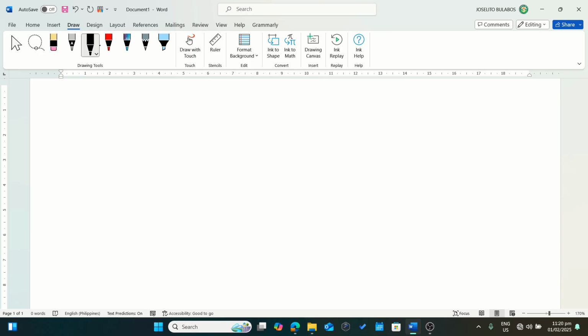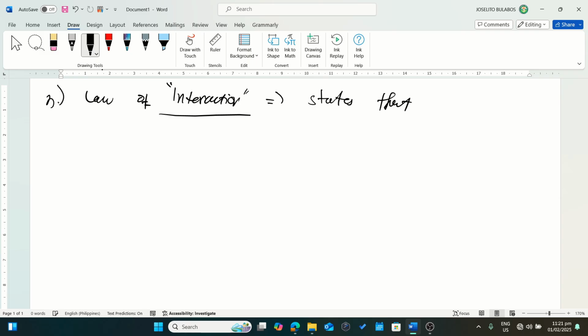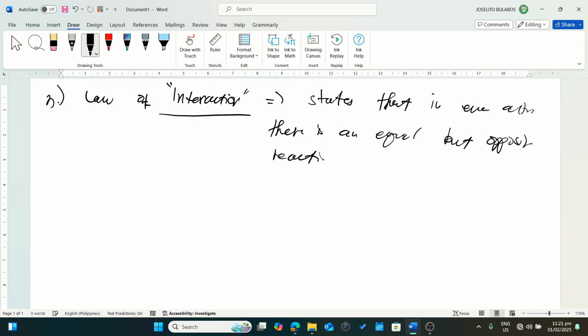Okay, let's proceed to the third law, the law of interaction. So what is this law? The law of interaction states that in every action there is an equal but opposite reaction. What do we mean by this?